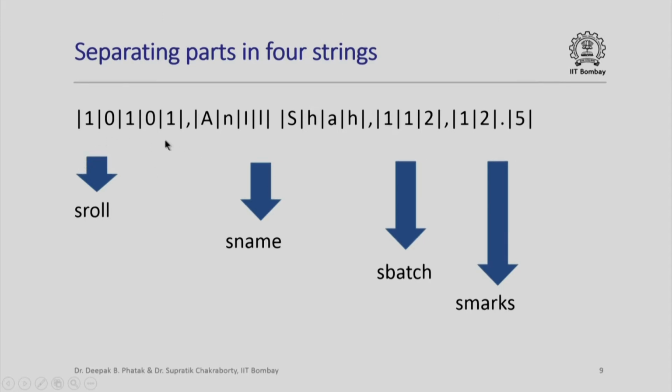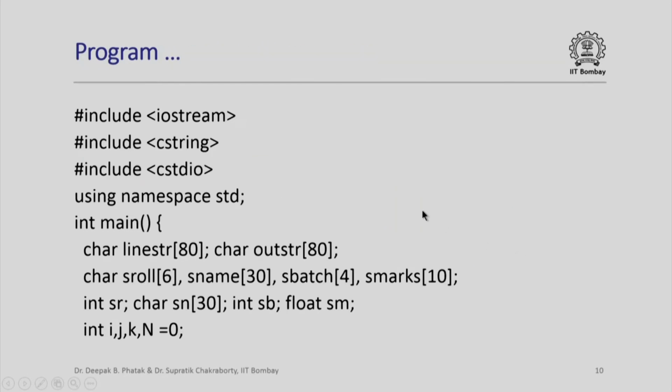We wish to have these 5 characters in a character array called sRole, the next characters representing the name in an array called sname, the next characters representing batch in a character array called sbatch, and the last characters representing marks in an array called smarks. Notice how we handle this in the program.